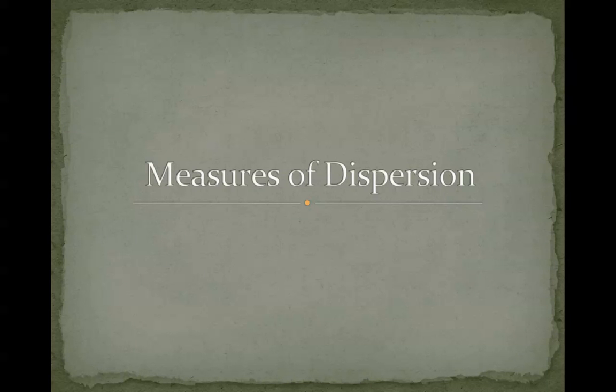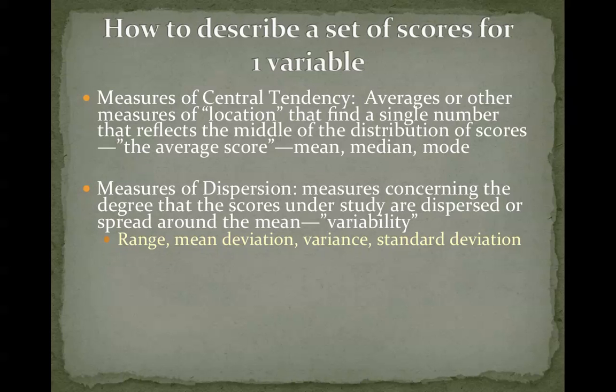So now we're going to talk about measures of dispersion. Measures of dispersion are yet another way of describing a set of scores for one variable. Like we discussed previously, for measures of central tendency, we discussed the mean, the median, and the mode as the sort of average score around a distribution of scores. The measures of dispersion are really describing the degree to which those scores are dispersed around that mean.